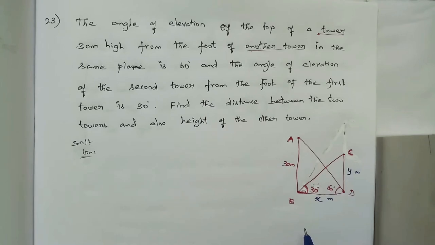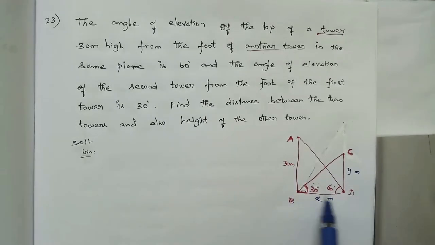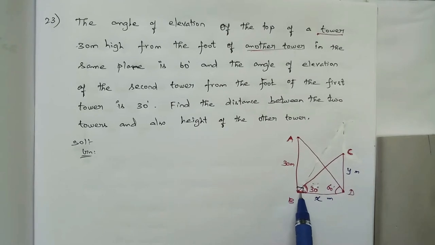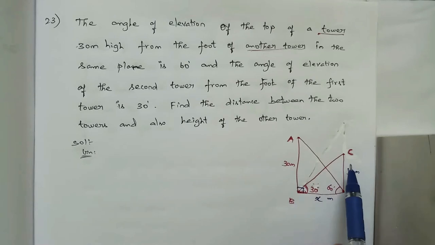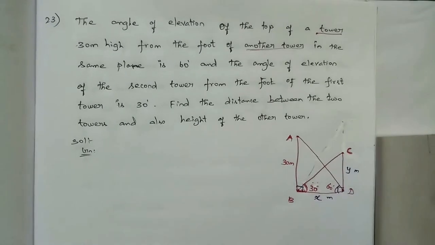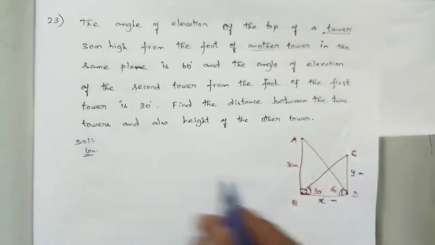Now we are having two right angle triangles. What are they? ABD is a right angle triangle, right angle at B. And the next right angle triangle is BDC, right angle at D. So now we write the given. What are the given we are having?